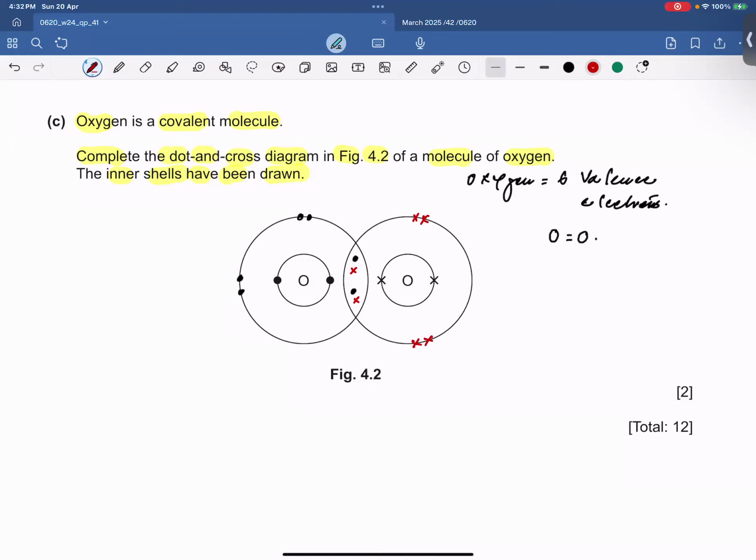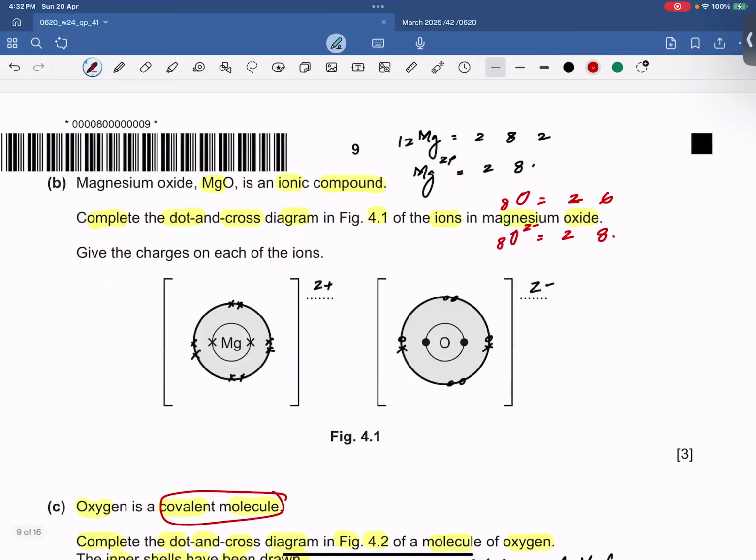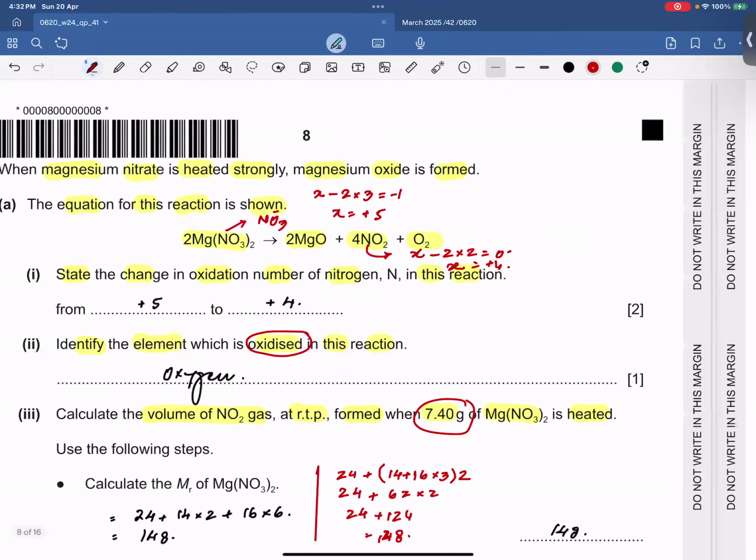So they have drawn the inner shell, but you need to mention the valence shell and their electrons. So that's the distribution of electrons in the oxygen molecule. And oxygen is a covalent molecule. You know that. So that's the end of this question. I don't know which question that was. Question number 4. Okay. Question 5.